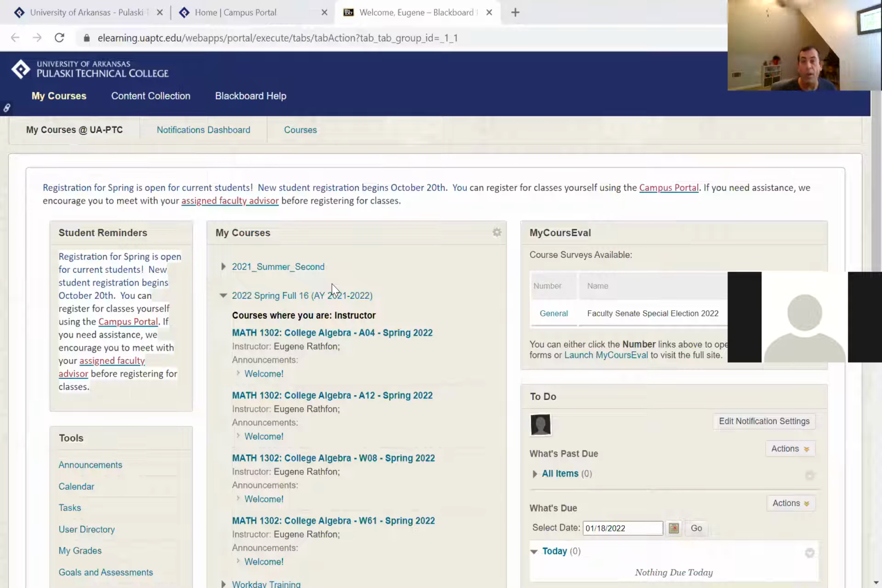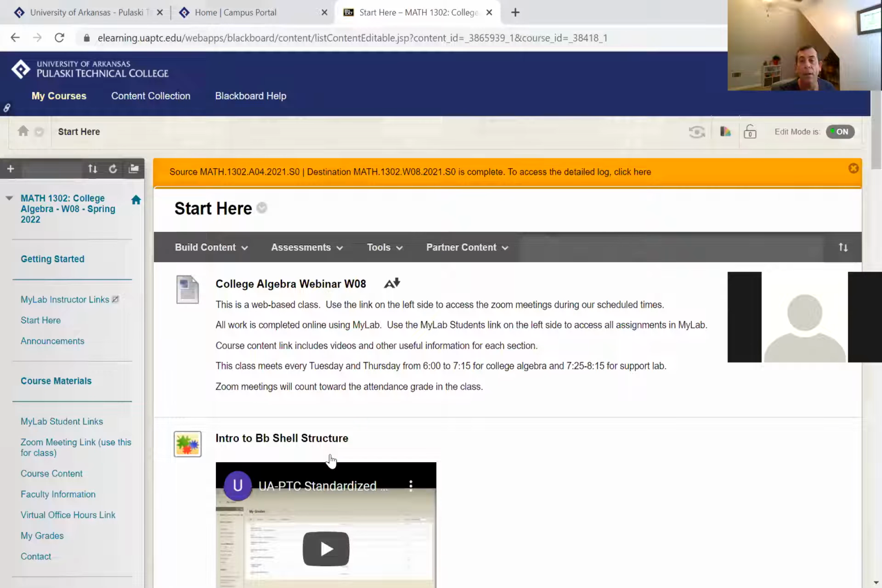All right, so I'm going to share my screen and go to Blackboard and show y'all how to navigate through that. All your work is going to be online through MyLabs. And to get to MyLabs, you go into your Blackboard shell. So we're College Algebra W08. And that takes you inside the Blackboard shell.